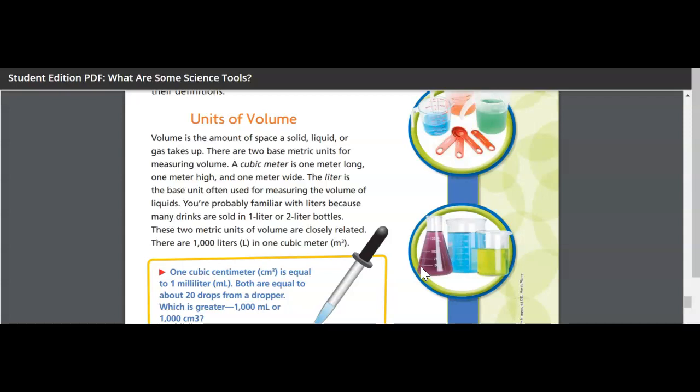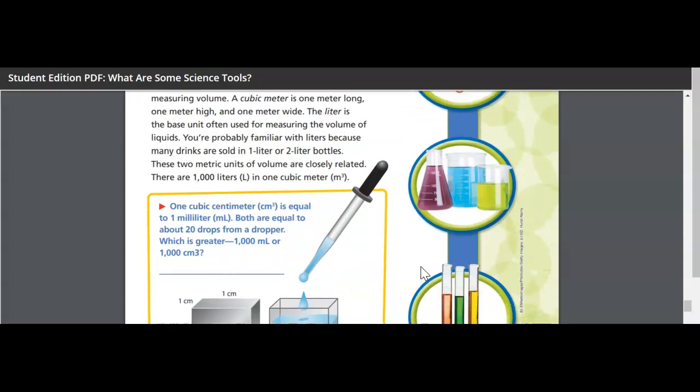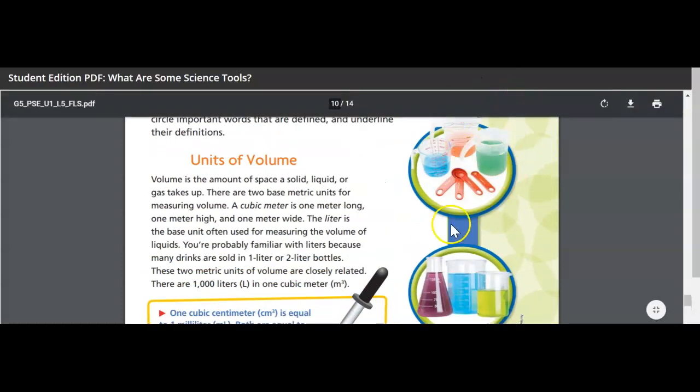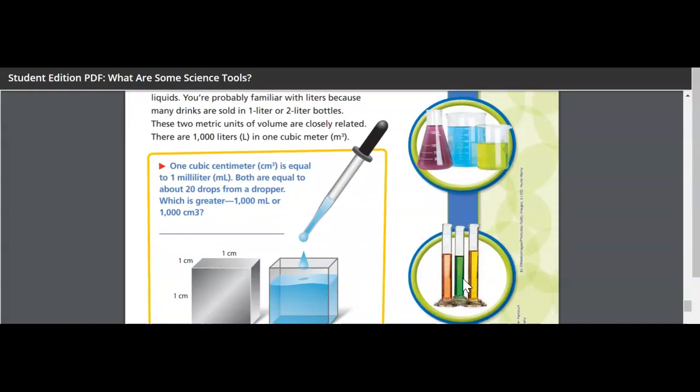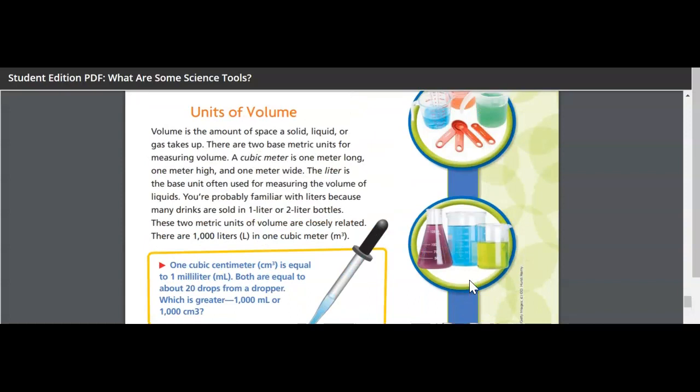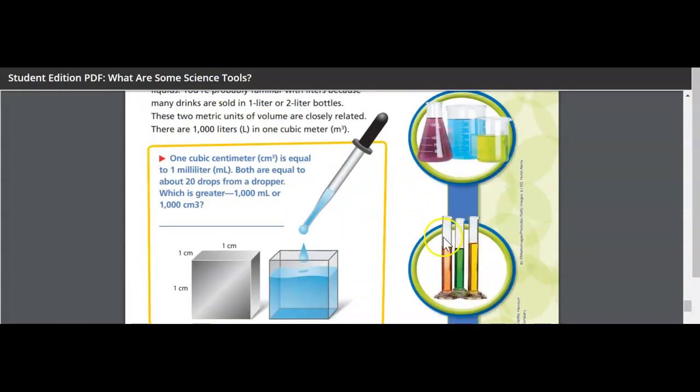There are 2 base metric units for measuring volume. A cubic meter is 1 meter long, 1 meter high, and 1 meter wide. A liter is the base unit often used for measuring the volume of liquids. You're probably familiar with liters because many drinks are sold in 1 liter or 2 liter bottles. These two metric units of volume are closely related. There are 1,000 liters in 1 cubic meter. So then they show you the different containers that are holding the liquids, right? They all contain different volumes. And there's the dropper again.